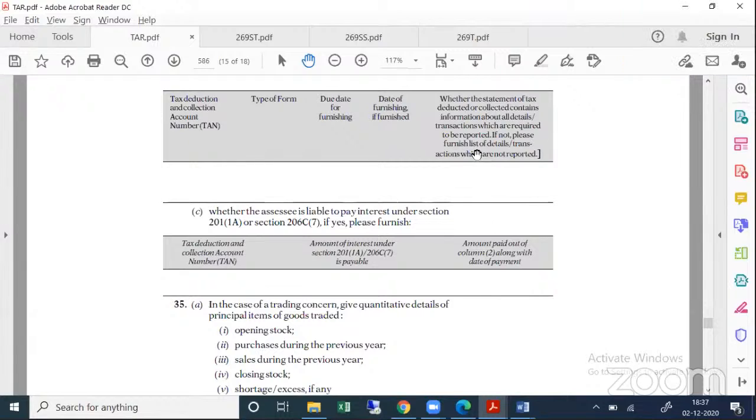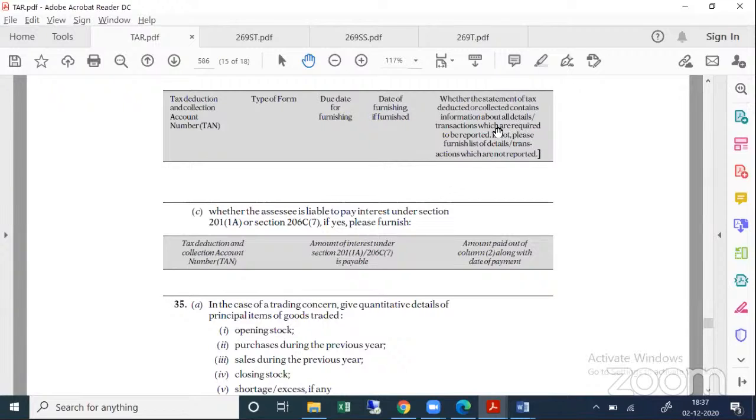I have just one view for 34B, wherein it states whether the statement of tax deducted or collected contains all information about all details of the transaction. Because it talks about all details, I think we should only report the revised returns here, not the older returns. Only the latest revised returns should be reported. If an assessee has revised a return 20 times, then only the 20th return should be reported here, in my view.